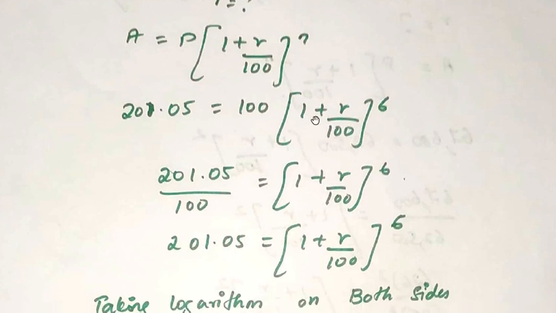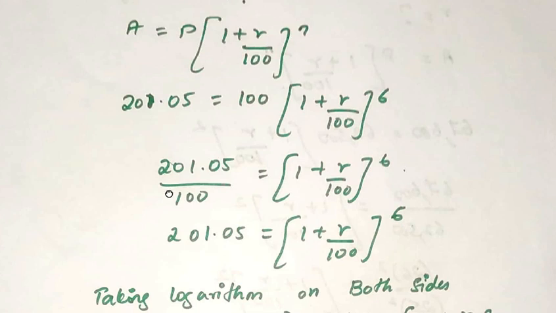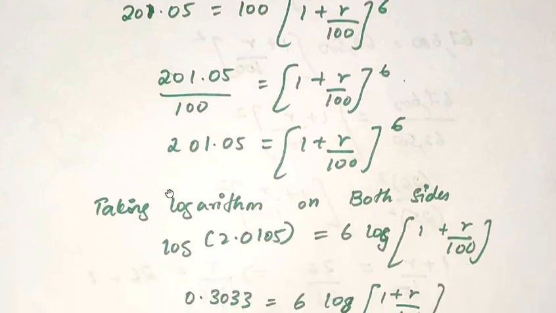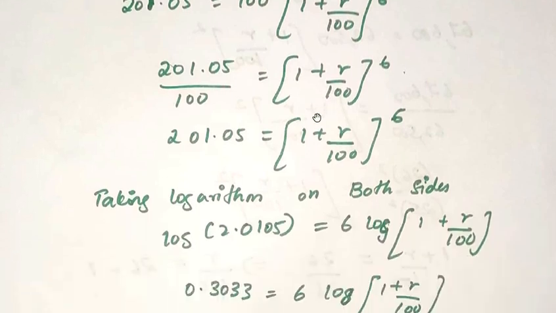Use the same formula as we did in the previous problem. Amount is equal to principal into 1 plus r by 100 to the power of n. 201.05 is equal to 100 into 1 plus r by 100 to the power of 6. So 201.05 by 100 is equal to 1 plus r by 100 to the power of 6. So 2.0105 is equal to 1 plus r by 100 to the power of 6.